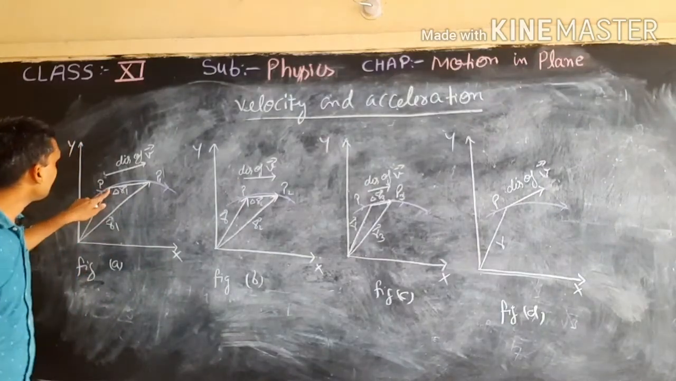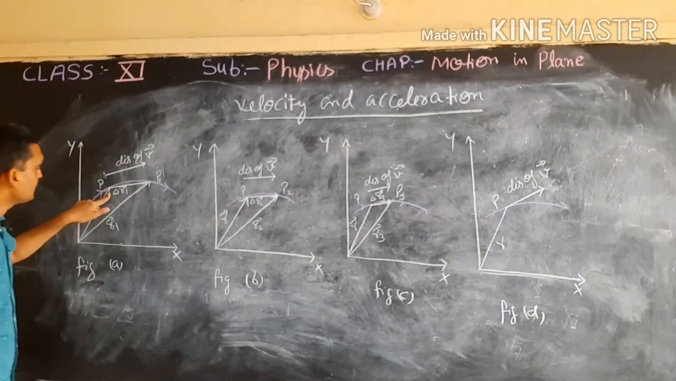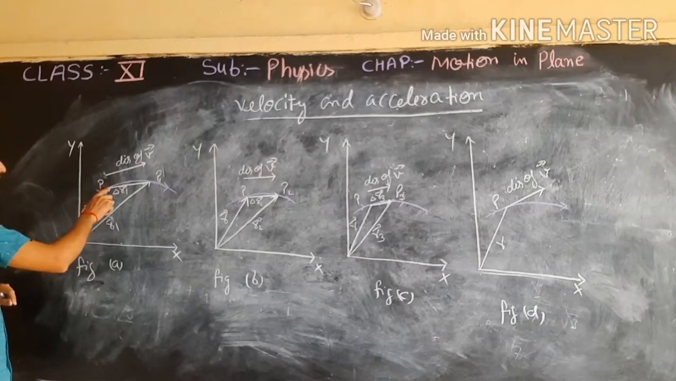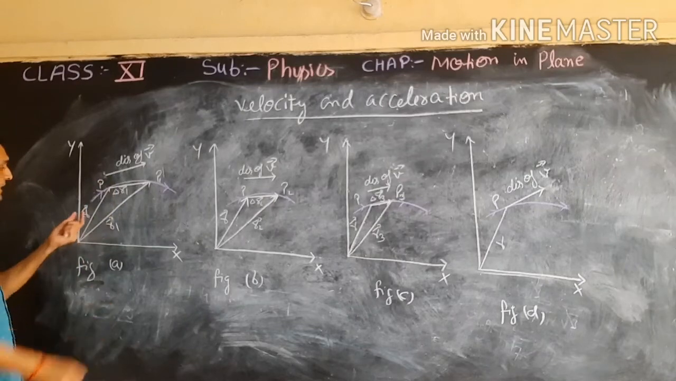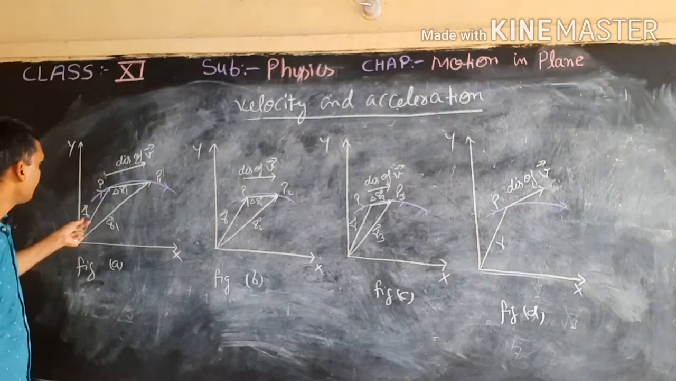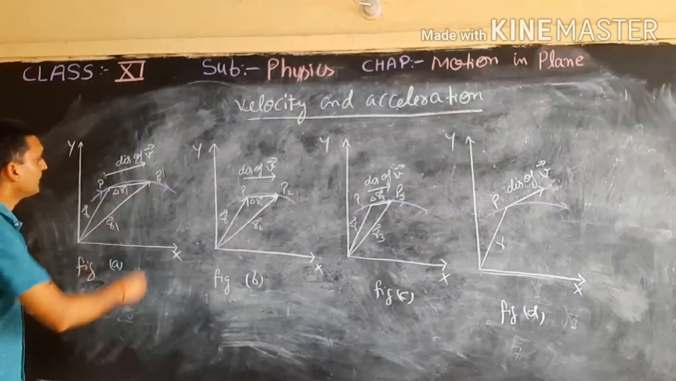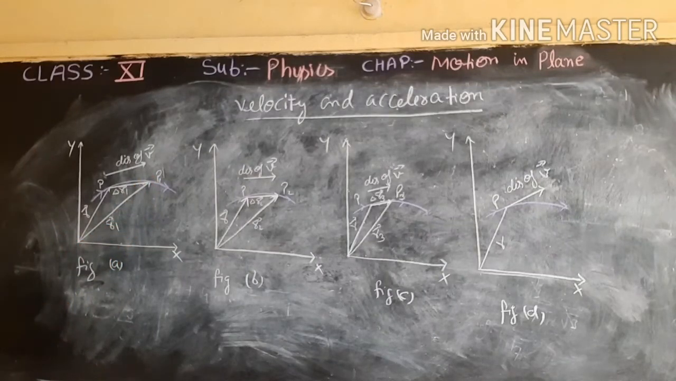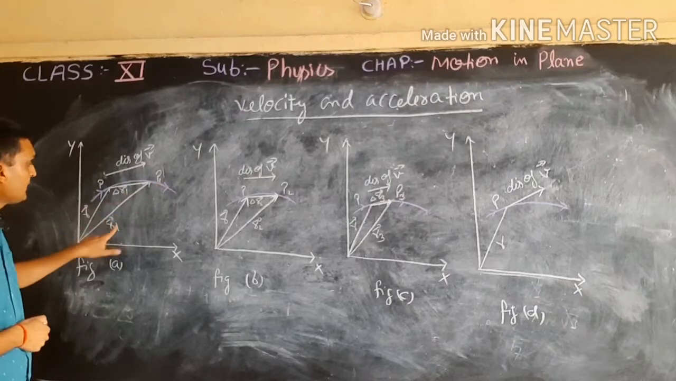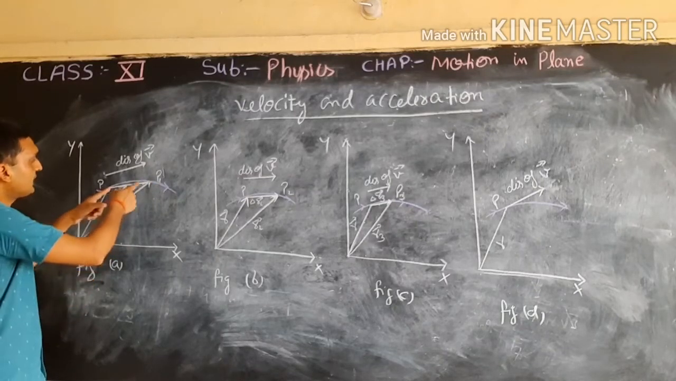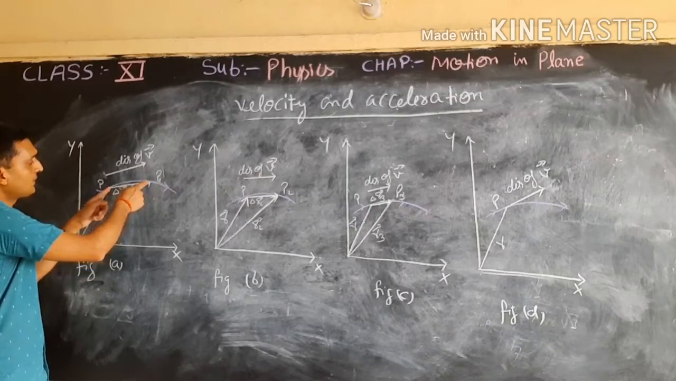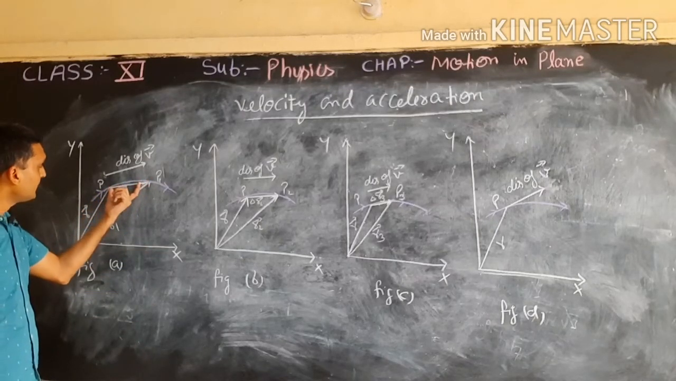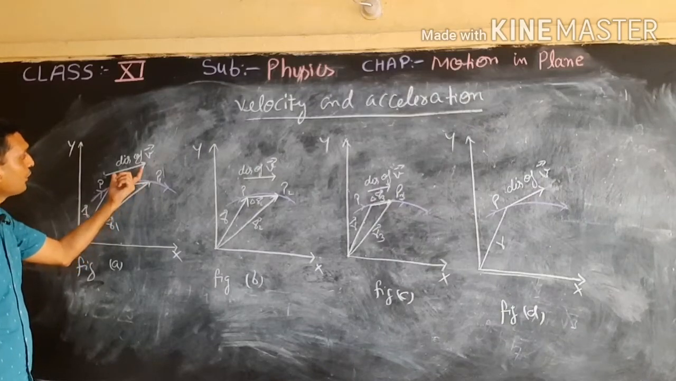Suppose at initial time, when time t is equal to 0, P is the initial point and its position vector is given by r. After some time, it moves to this point, that is point P1, and its position vector is r1. Then this displacement vector represents the direction of velocity.